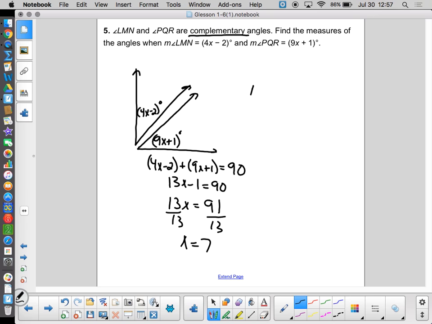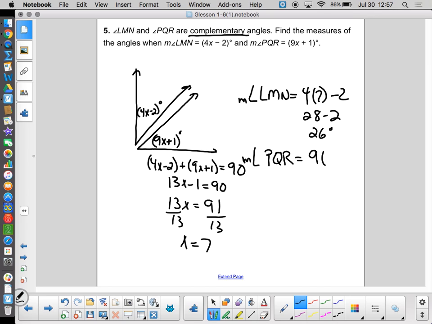So angle LMN is 4 times x, which we just said is 7, minus 2, which is 28 minus 2, or 26 degrees. Angle PQR is 9x. I should put the measure of. Measure of angle PQR is 9x plus 1, 63 plus 1, or 64 degrees. And now we have our solutions.